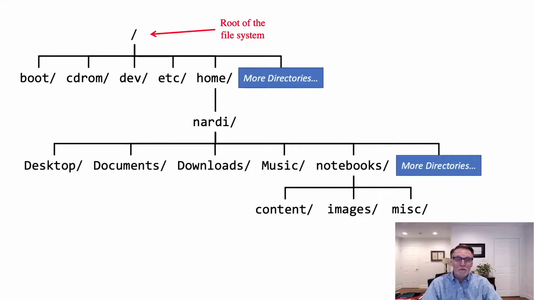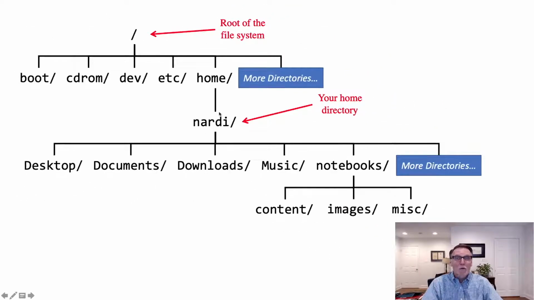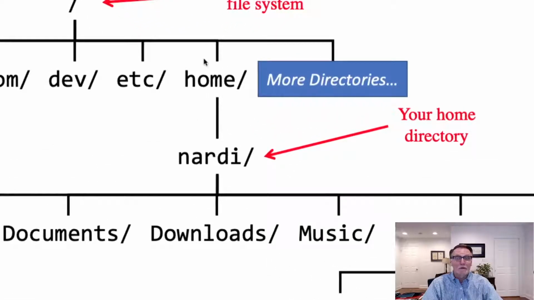The root of the file system is on top, and your home directory is right here. So in this case, for my demonstration, that's me, Nardi. But if you notice, it's hierarchical in nature. So the hierarchy starts at the root, and from the root, you can get to any location in the tree by following a path. So to get to my home directory, I would start at the root. I would walk down the path to a directory called home.